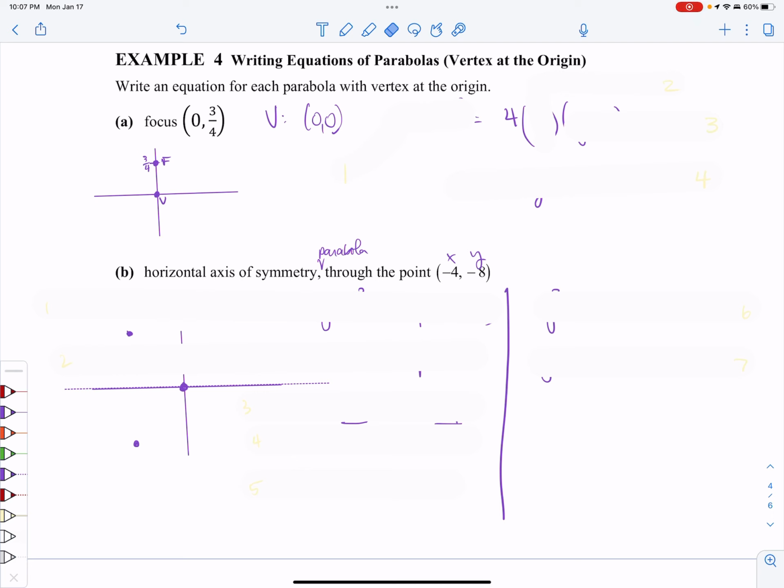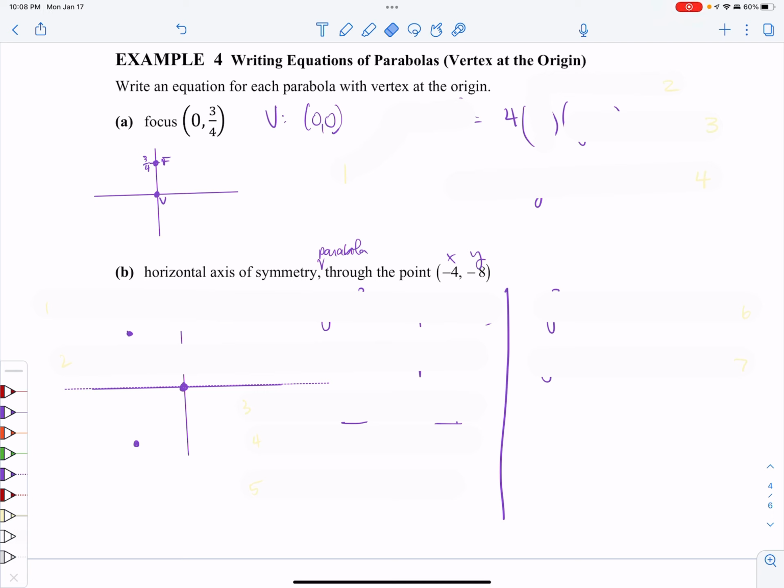All right, so this first part of example 4 says that we should write an equation for each parabola with the vertex at the origin. So they're automatically telling me that my vertex is at the origin. Now, let me tell you, if you're asked to write an equation and you're given a certain list of things, like maybe the vertex is at such and such, or the focus is at such and such, whatever you can put on a picture, go ahead and draw what you know. And you'll notice I've already done this for you.